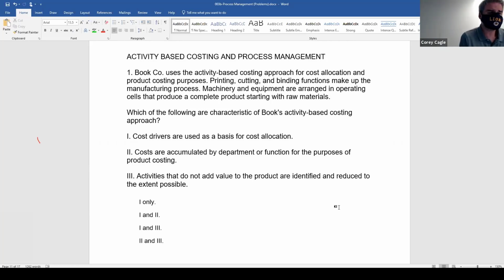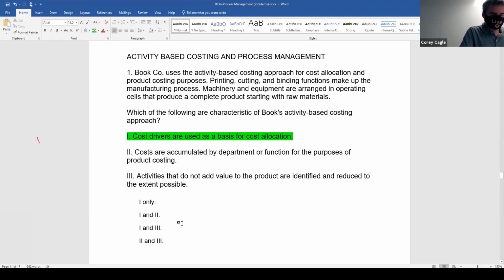So this company uses ABC approach for cost allocation and product costing. They've got printing, cutting, and binding, everything, blah, blah, blah. Which of the following are characteristic of activity-based costing approach? So that little backstory really didn't mean anything. It basically comes down to which of these three things is true for activity-based costing. One says cost drivers are used as a basis for cost allocation. Of course, right? Pretty dumb.